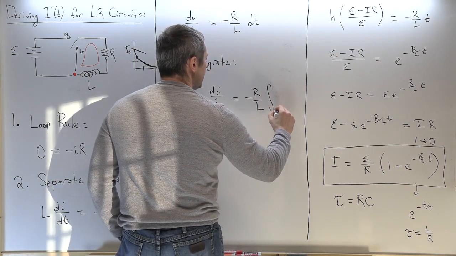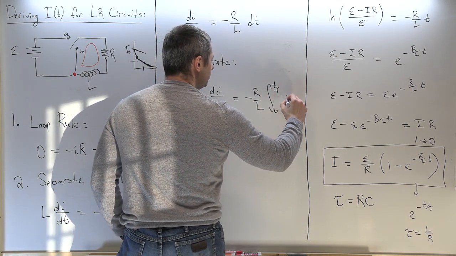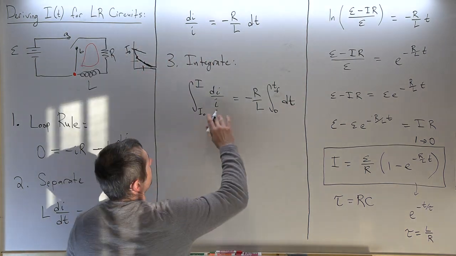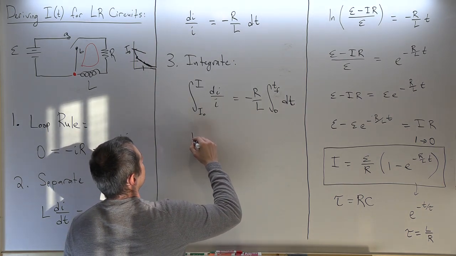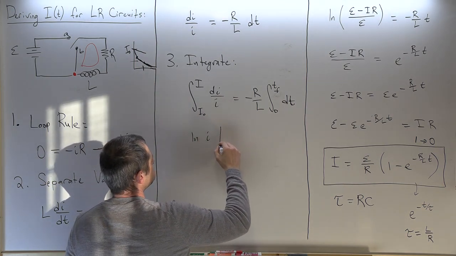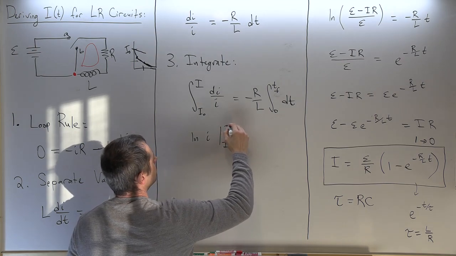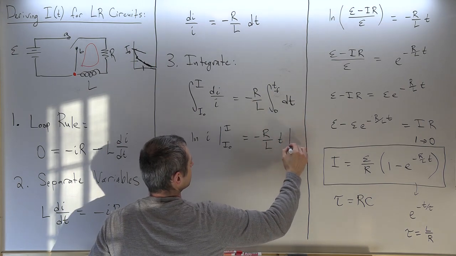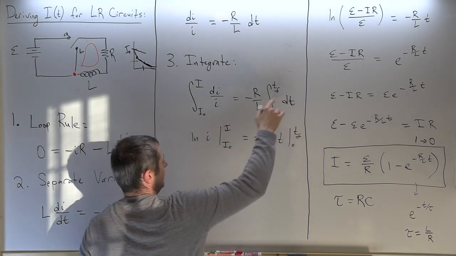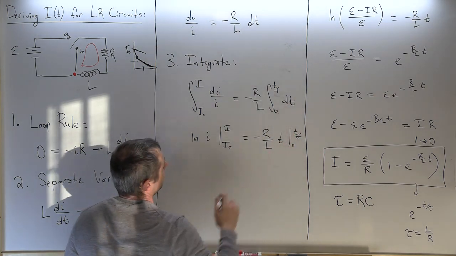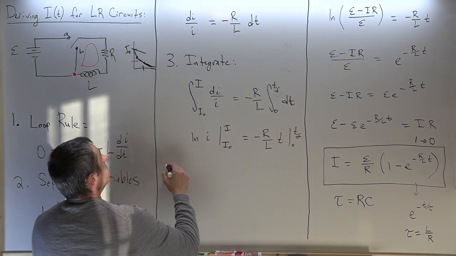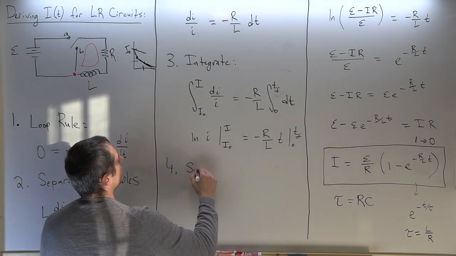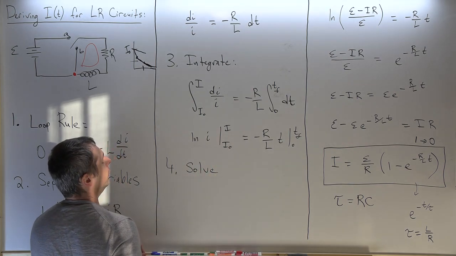So I could just say 0 to t final dt. Okay, so the left side, real simple, natural log. And the right side even simpler, dt just integrates to t. Fourth step, hopefully you're saying, I know what it is. We solve for current now. Plug in the limits and solve.